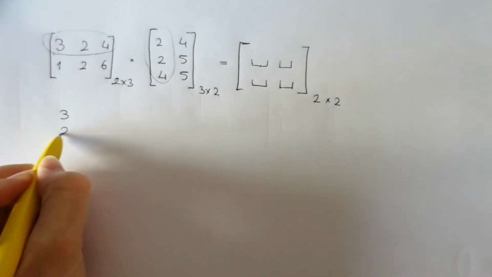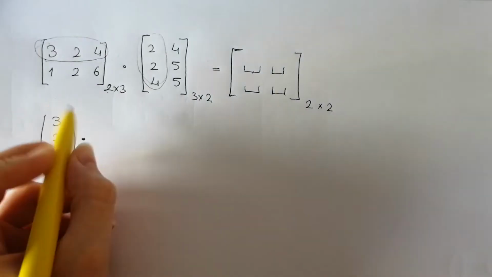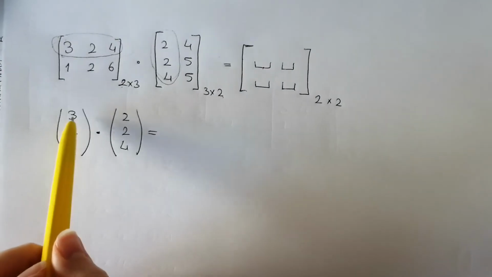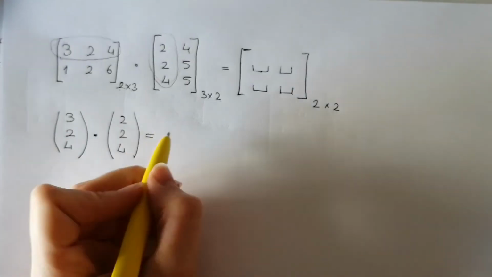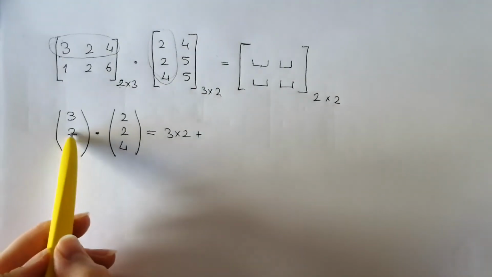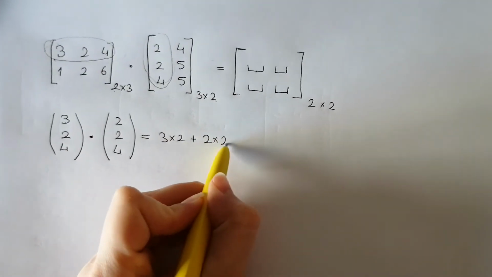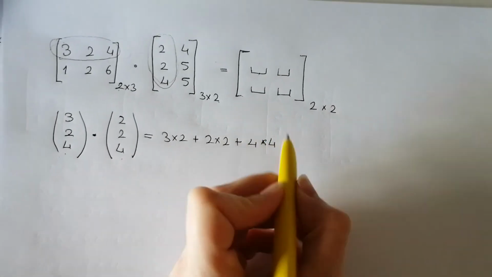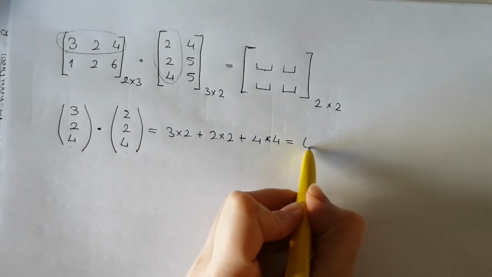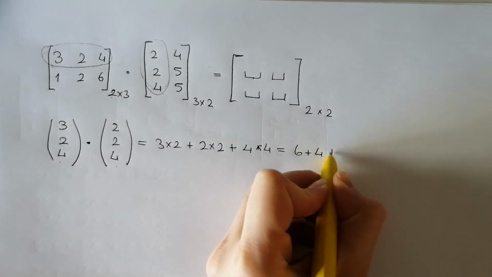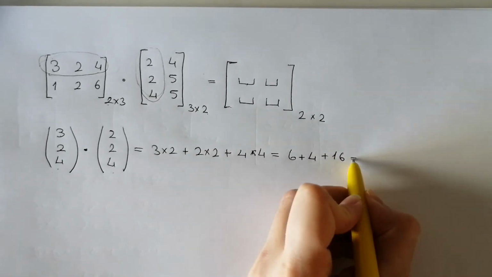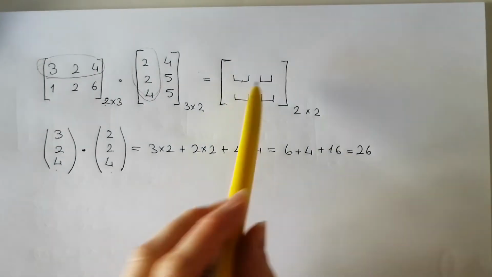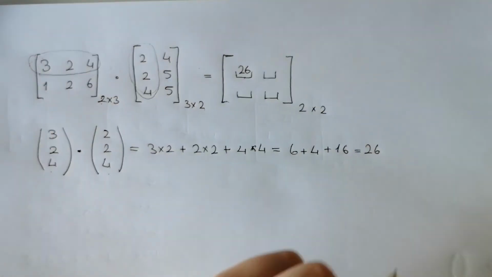So 3, 2, 4 multiplied by 2, 2, 4. So scalar multiplication is 3 times 2 plus 2 times 2 plus 4 times 4. What we get is 6 plus 4 plus 16. So this is 26. This is the first entry. The first entry is 26.